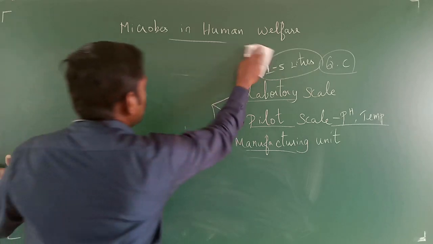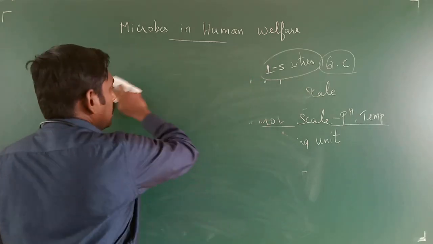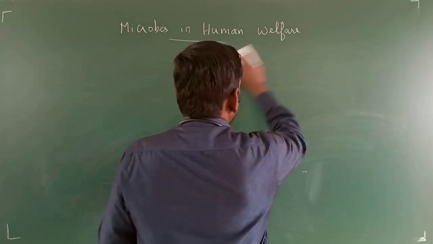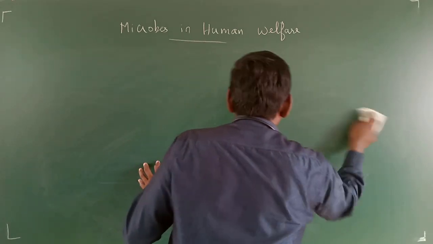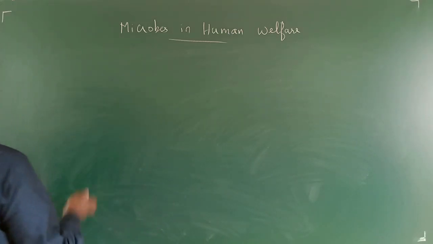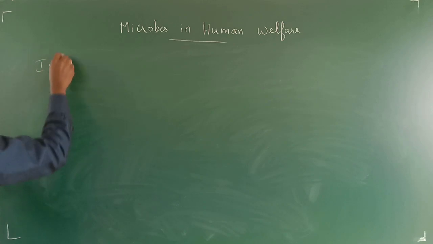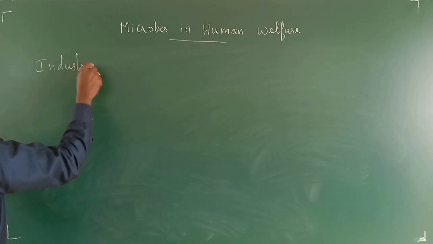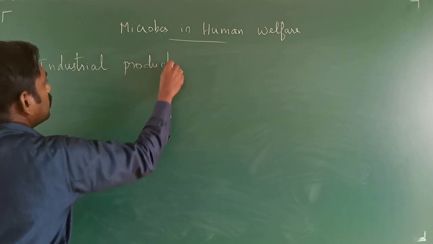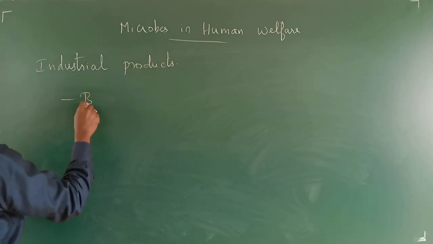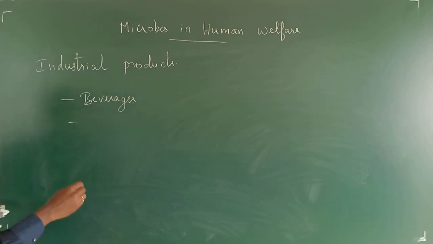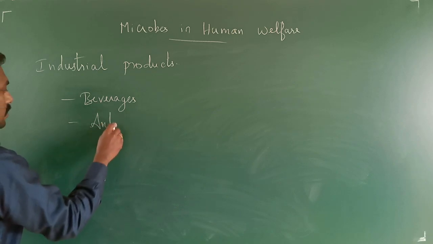So in the industrial uses, we are going to see about the various products. First we are going to see about the alcohol beverages, in the industrial products. Then we are going to see about the antibiotics.